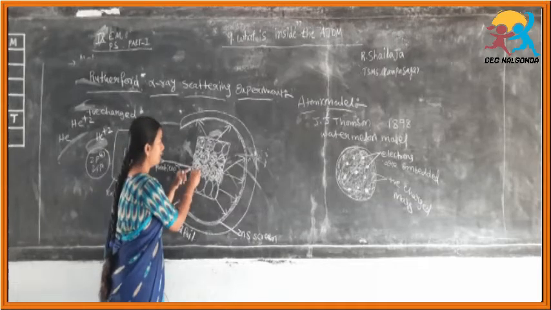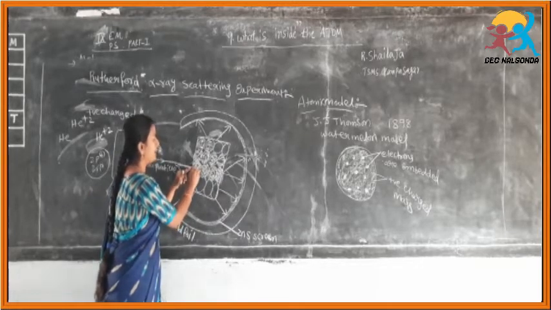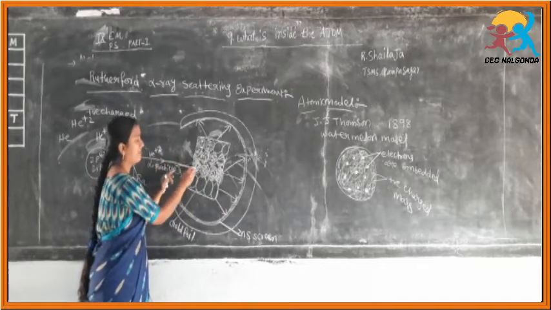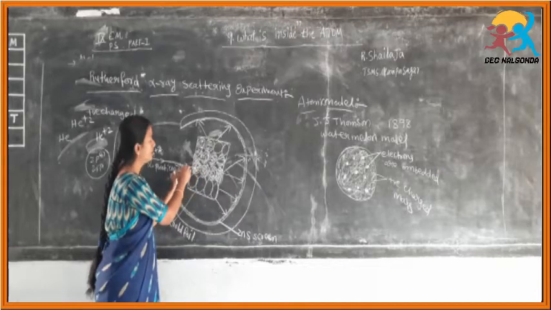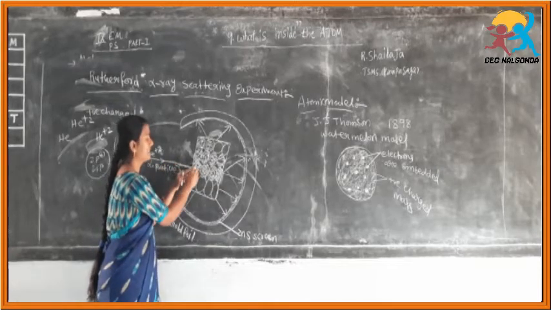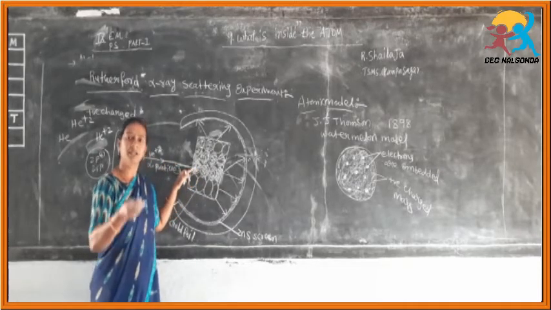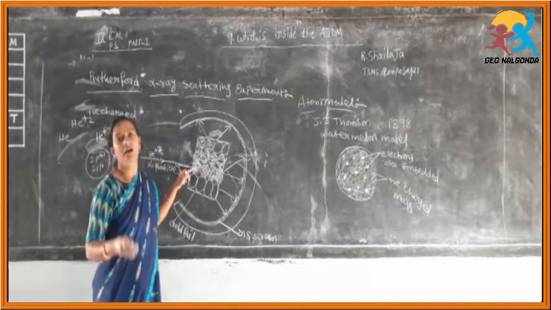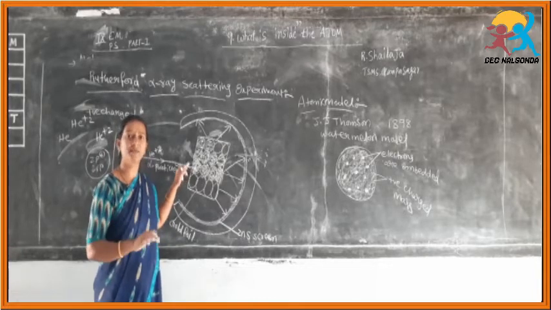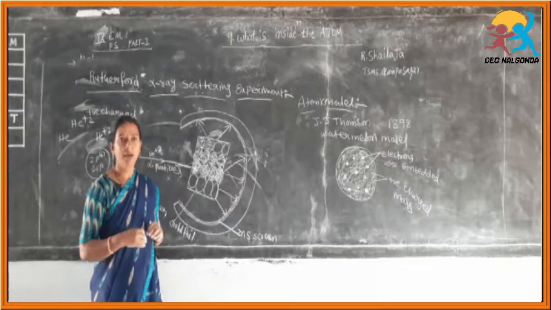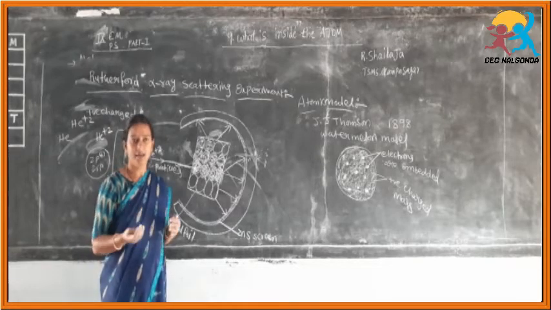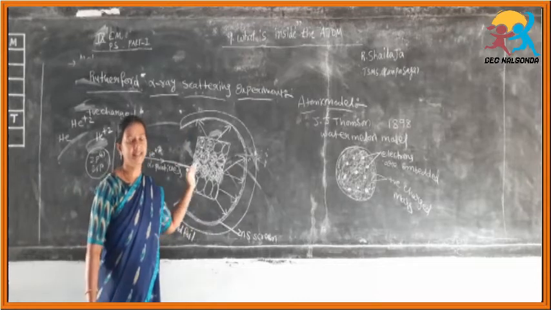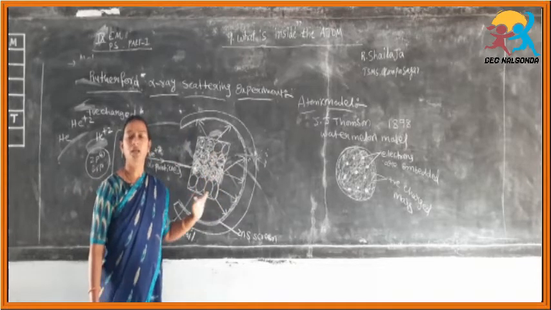But suppose in this atom an electron touches this alpha ray, what happens? If this alpha particle touches the electron particle, there it stops; that ray collapses and stops moving. That is what Rutherford expected. But what actually happened is that most of the alpha rays passed through the gold foil and reached the zinc sulfide screen and made it glow.